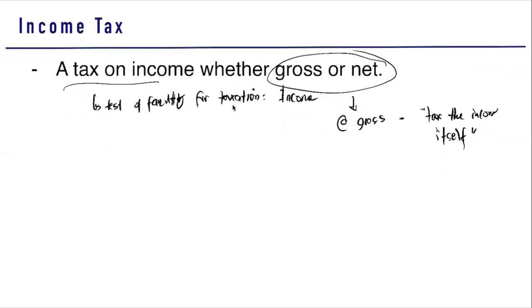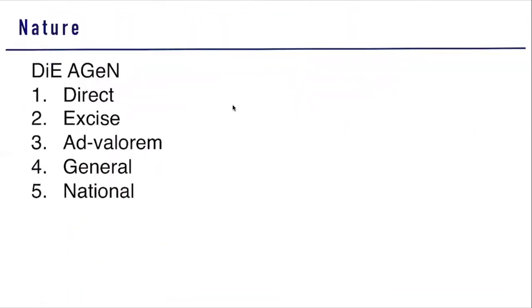How about your net? When we say we tax it at net, there are reductions that are allowed under our law. So it can be reduced based on our laws. We call that net income taxation. Okay, so a tax on income, whether gross or net. We go now to the nature of income tax. What is the nature of an income tax?